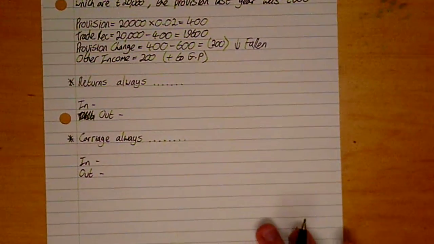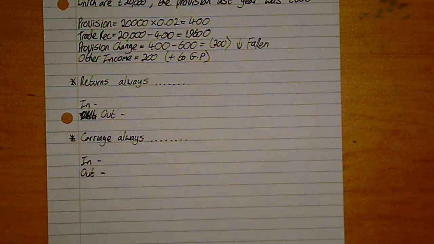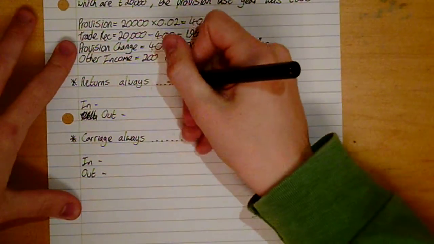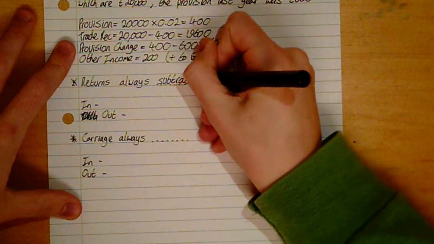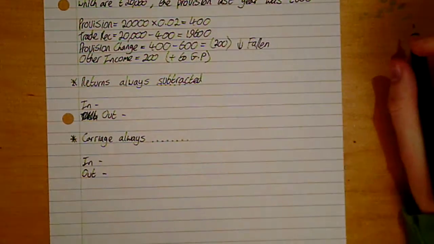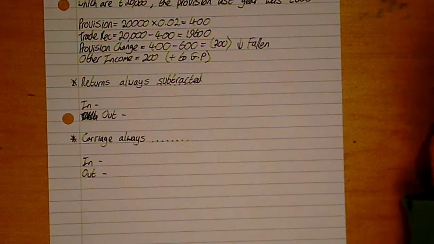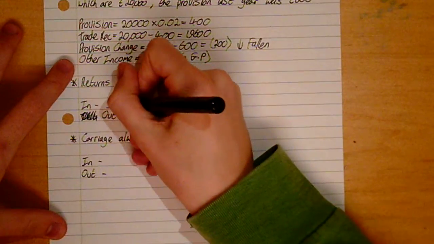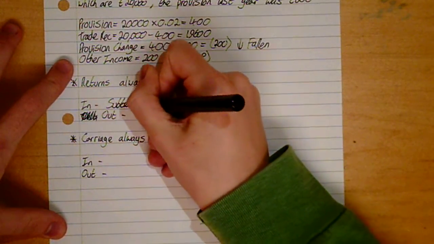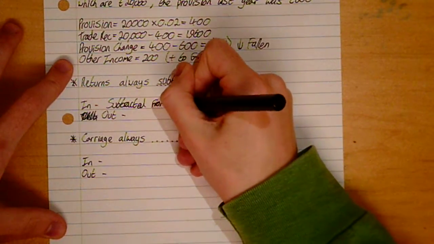So I've got two quick questions. Returns are always what? What do you always do with a return in the income statement? Returns are always subtracted. They're always subtracted, no matter what. So if you have a return in, it is subtracted from sales.